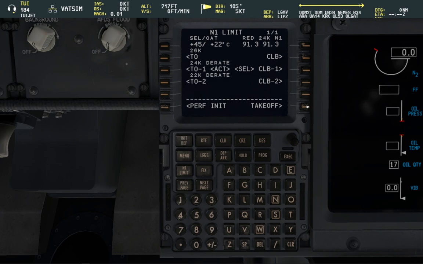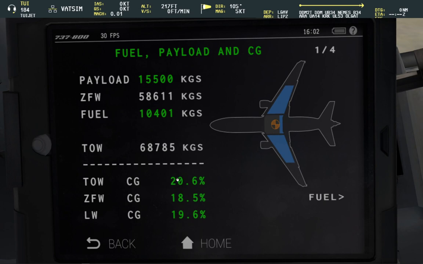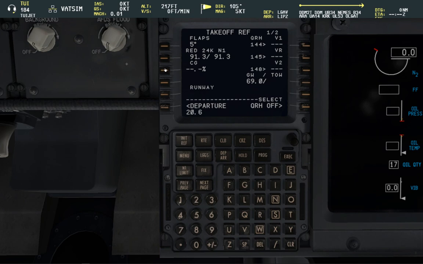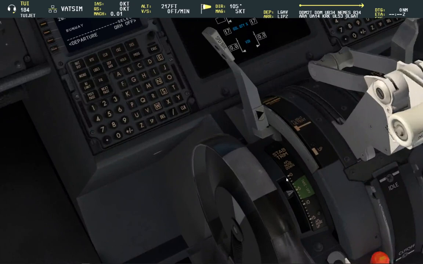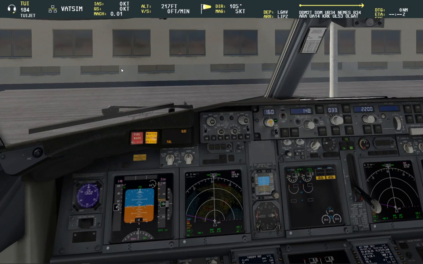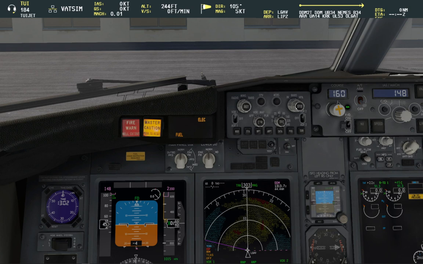Take off at 5 degrees. CG 20.6. Trim 6.0 and 148 knots V2. Read back is correct. Trim contact ground 136.27. And QNH 1016, let's set this quickly. 1016 on the small one.